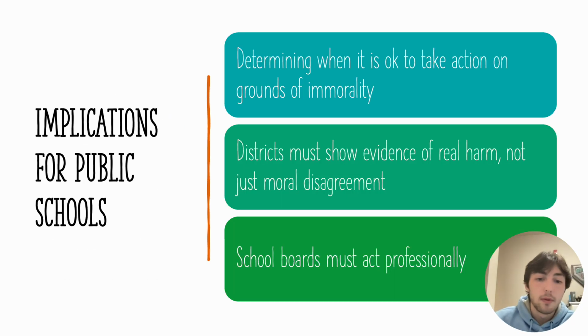So, what does this mean for public schools? What should they take away from this? So, they need to do a better job of determining when it is okay to take action on grounds of immorality, right? As I said, it should be from a completely objective standpoint, not just your moral judgment or your opinion of, I don't believe anyone should be living with someone they're not married to, so we can't have this person in our school.